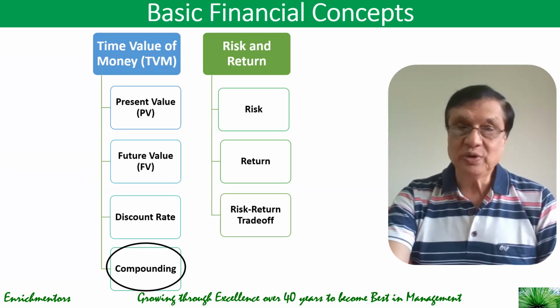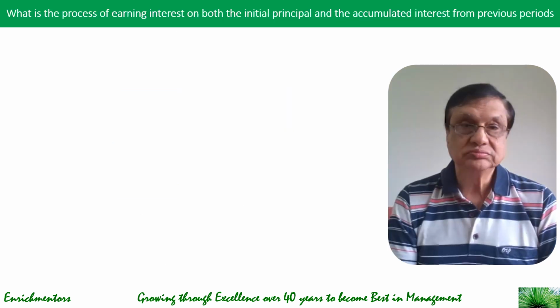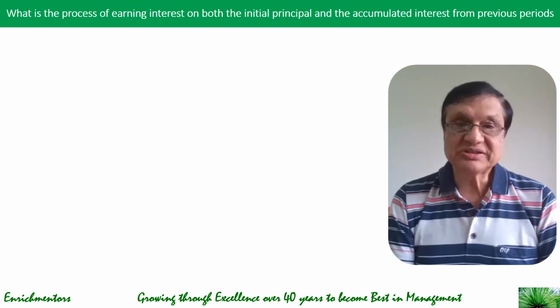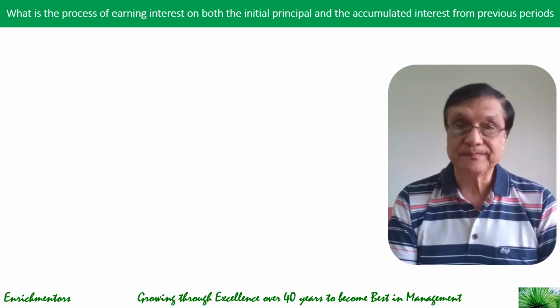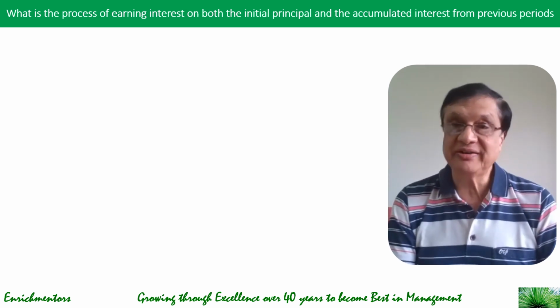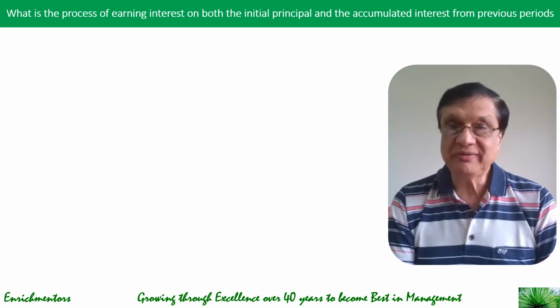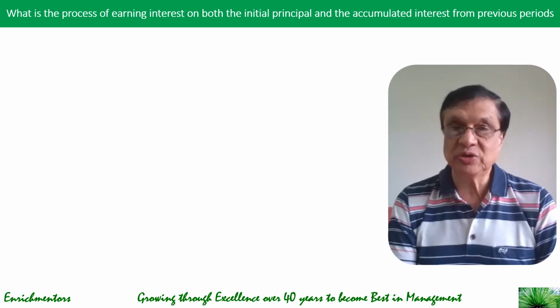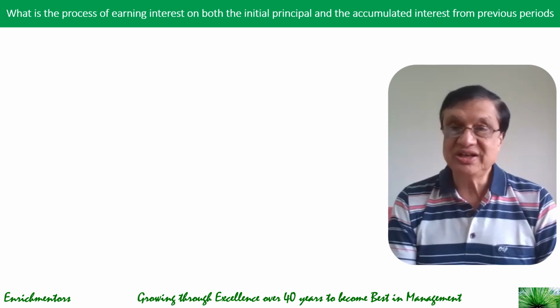The last thing we'll look at is the concept of compounding. What is the concept of compounding? It is the process of earning interest on both the initial principal and the accumulated interest from the previous period. Compound interest occurs when interest is earned on both the initial principal, the original amount, and on the interest that has been added to principal from the previous period. This leads to so-called exponential growth over time.